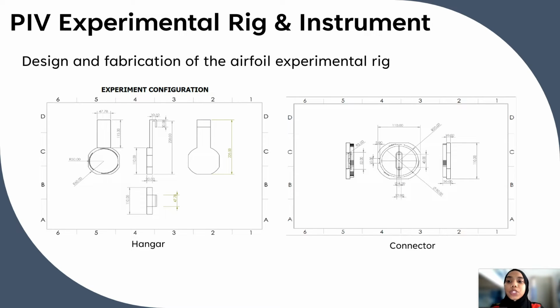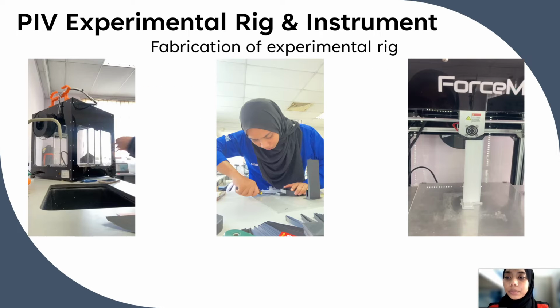In this slide, this is the experiment configuration for the hanger and connector. This is the design that is to be fabricated for use during the experiment. In this slide, I will show some of the parts during the fabrication process of the experimental rig, starting from the setup of the 3D printer, the fabrication of the hanger and connector, and also the fabrication of the airfoils.